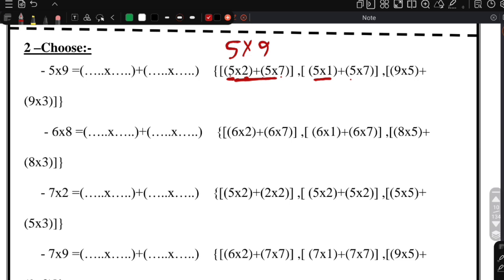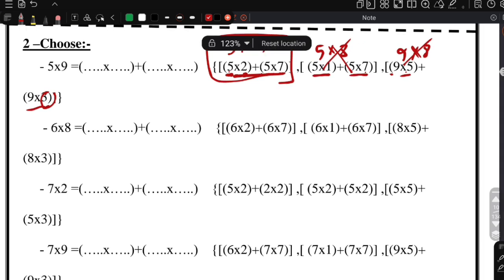5 times 1, 5 times 7, 5 will be the same. 5 times 1 plus 7 will be 8. So this is not right. Okay, 9 times 5, 9 times 3, 9 will be the same, times 5 plus 3 will be 8. So this is not right. So I have to choose the first one as the right choice. Okay, let's see the second one. So I will put here 5, okay, and 2 and 7.